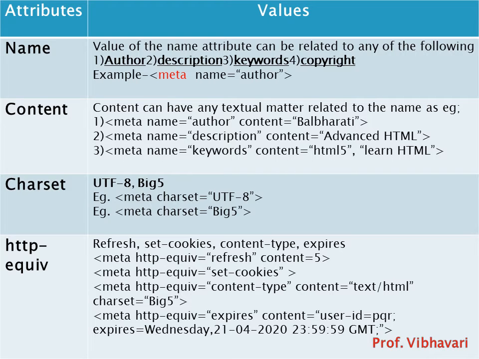Next, if you require to enlist the content of the web page along with the HTML code, you require the following syntax. For example, the content can have any textual matter related to the name. For example, the meta name is equal to author. In that case, the content should be its name. So that means the author name is Bal Bharti.